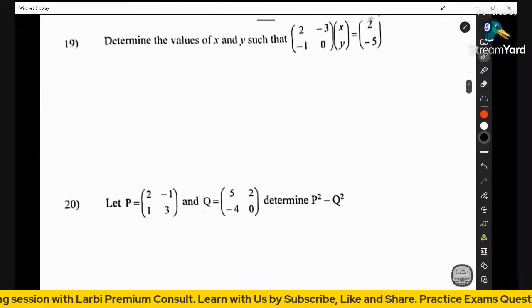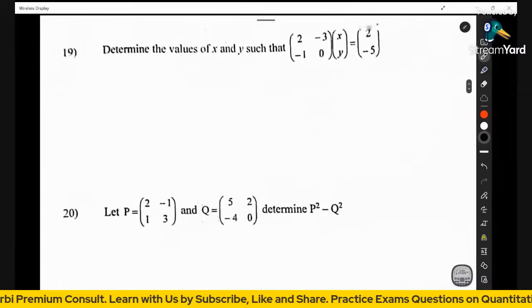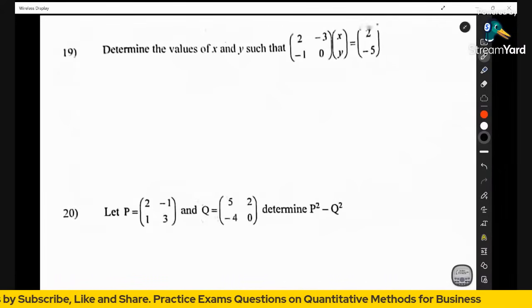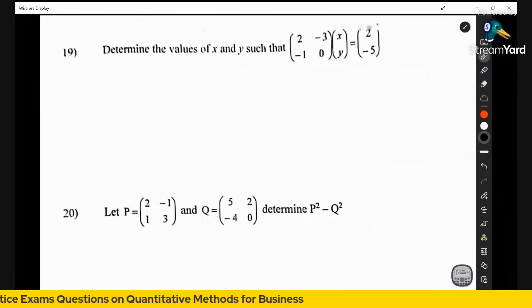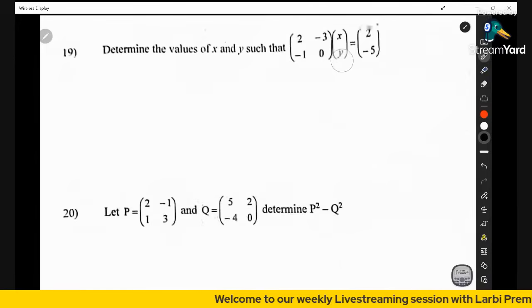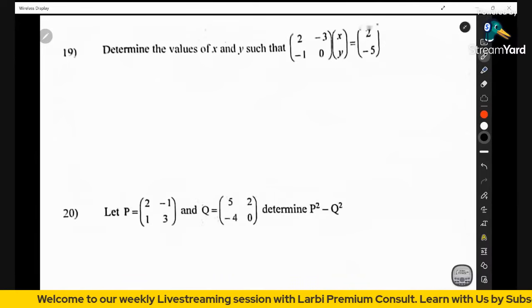Now, question number 19. Determine the values of x and y. So it is actually a matrix multiplying a vector, and that results in a vector. So we need to convert this vector matrix multiplication into simultaneous equations so that we can find the values of x and y in that case. Okay, so this is what we're going to do. We will say that here the same thing, a 2 by 1 matrix.